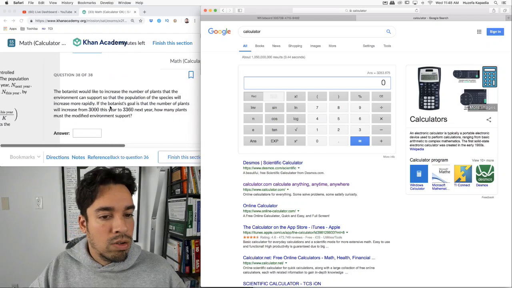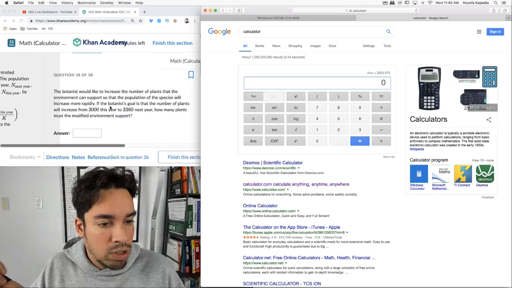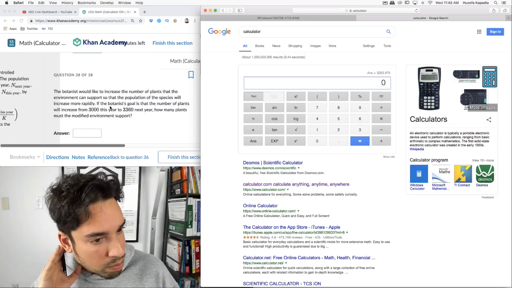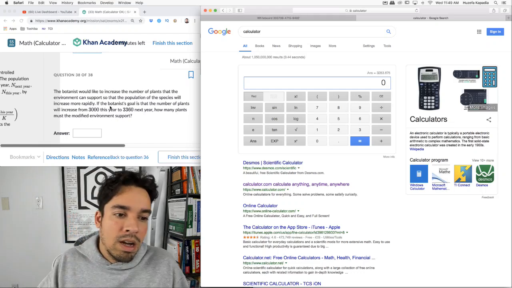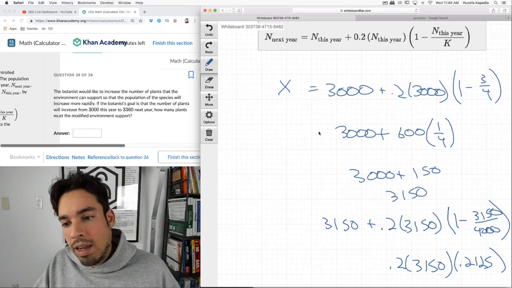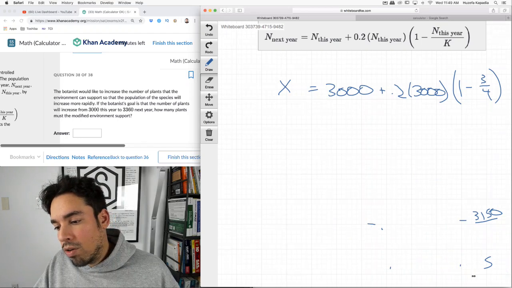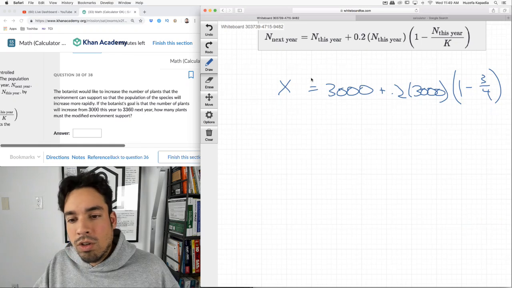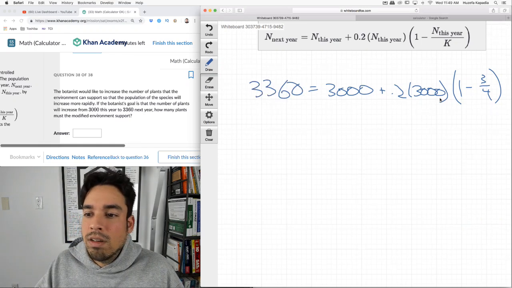Next, the botanist would like to increase the number of plants that the environment can support so that the population of the species will increase more rapidly. If the botanist's goal is that the number of plants will increase from 3,000 to 3,360, how must he modify it? AKA, now we're solving for K. Check this out. And we already know what the next year value will be. So we're saying it's currently 3,000 and we want it to be 3,360. What is the value of K?